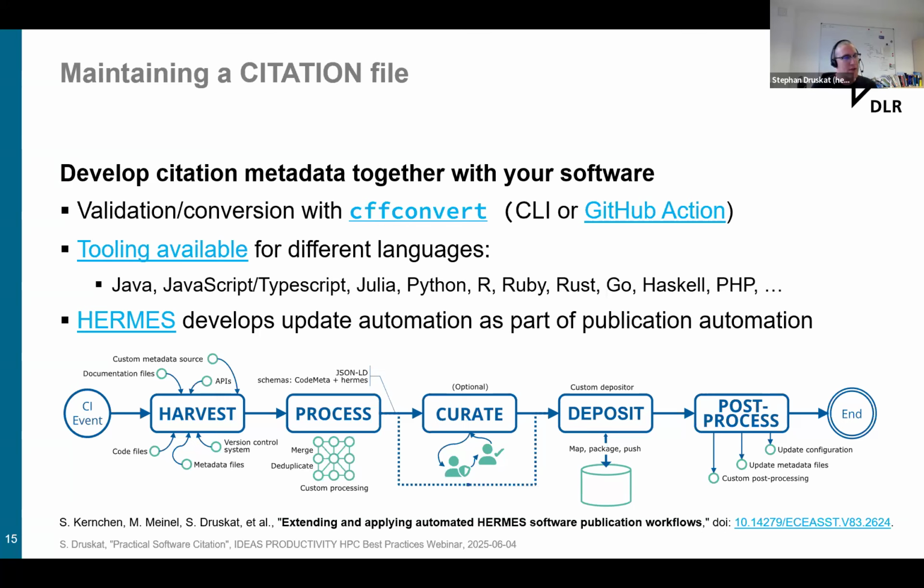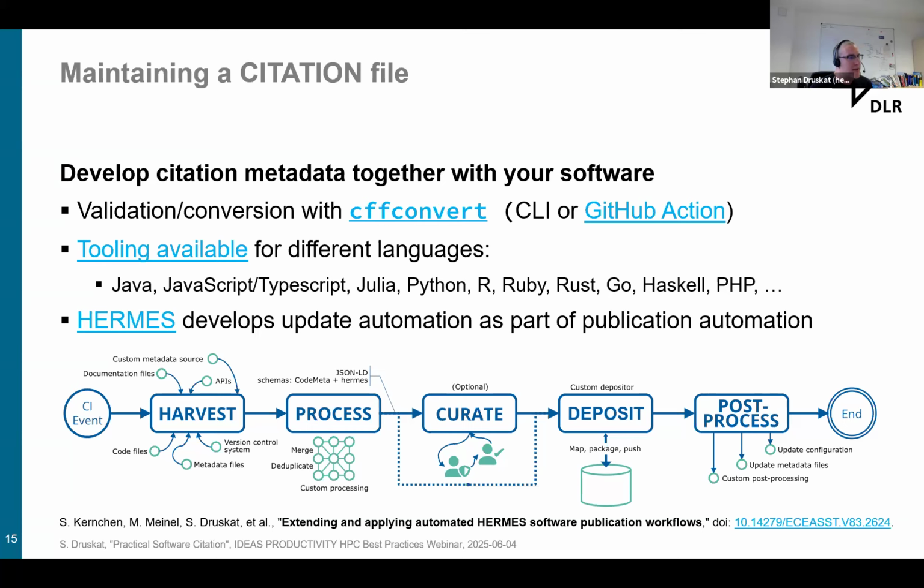And there are some tools that can actually help you with this as well. There is a validation and conversion tool called CFF Convert, also developed within the scope of the CFF project. That's available as a command line application, but also as a GitHub Action. If you use GitHub for managing your source code, there is tooling available for different tasks and different languages. Doing things like creating files or converting files, editing files, some automation from manifests, for example. So if you have a Python project and you have a pyproject.toml file, there is a tool that can actually sync the two files and sync the metadata in these files.